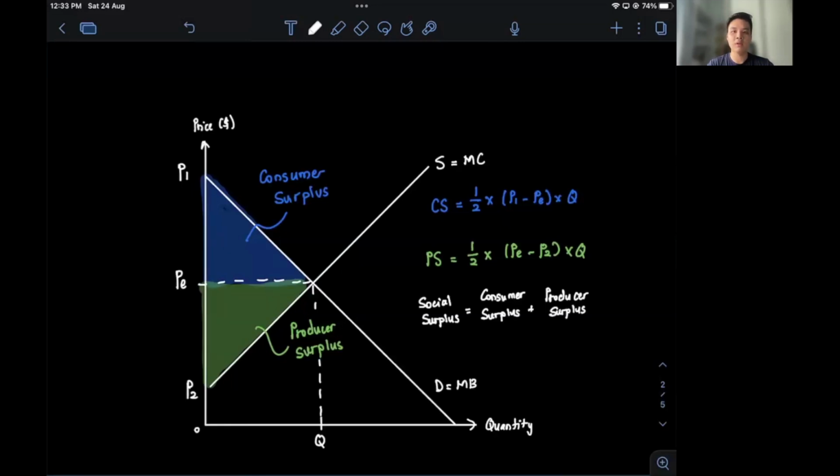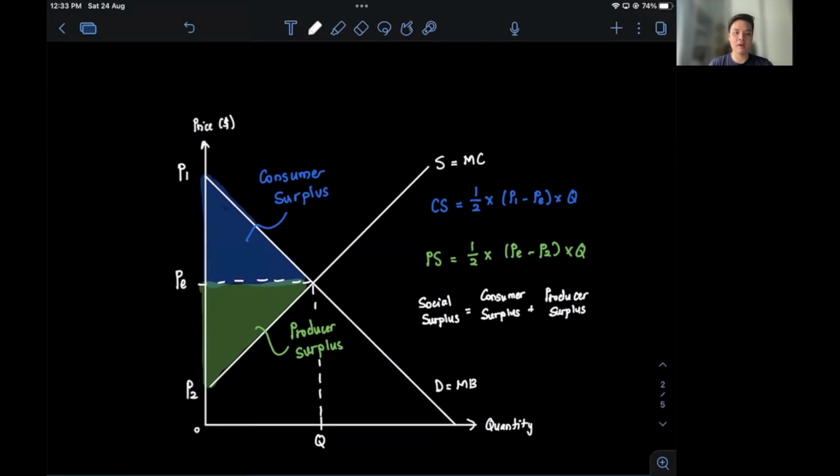So for example, imagine you want to purchase a wallet. You are willing to pay $500 for that wallet, but you manage to buy that wallet at $100. So you enjoy what we call a surplus of $400 because you got that wallet at $400 lower than what you are willing to pay. So you can say that you enjoyed this extra benefit.